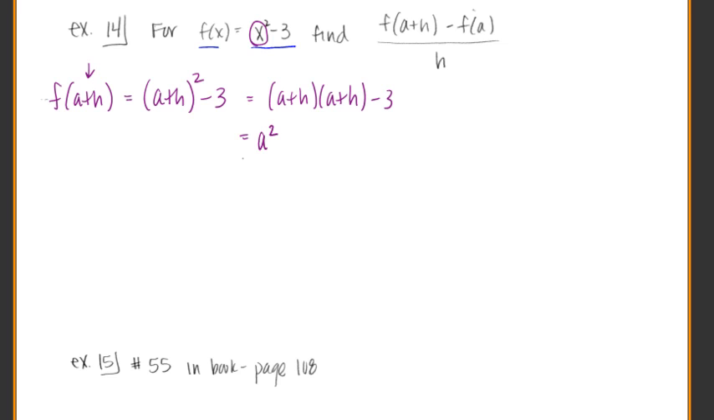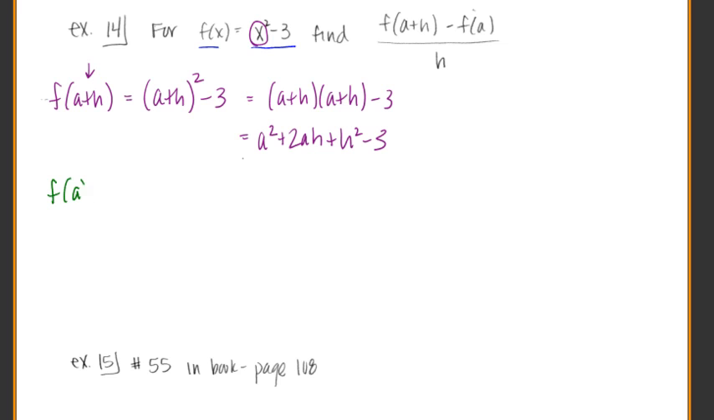And working this, a times a is a squared. Outside is ah, inside is another ah, so 2ah plus h squared minus 3. And that looks like all we can do on that one. So let's go to the second part.